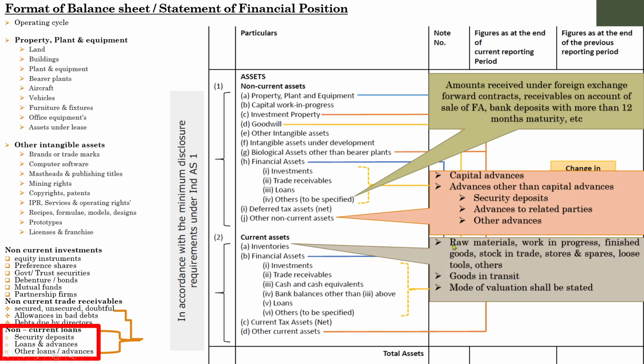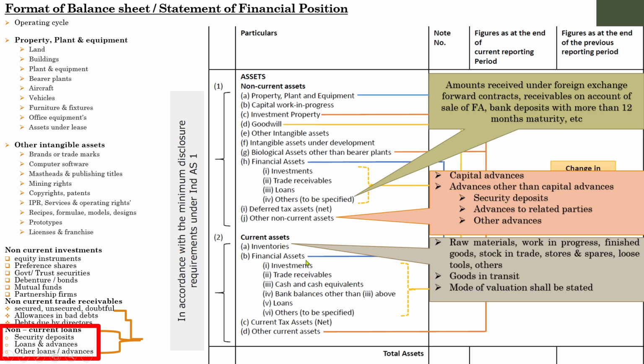So the inventory includes raw materials, work in progress, finished goods, stock in trade, stores and spares, loose tools, and others. These are the basic assets which you have learned in your classes, so we are not going to discuss any of these in detail. Next one, goods in transit. Mode of valuation shall be stated. That is how these items are identified or calculated. That has to be stated while preparing the statement. So these are with regard to inventories.